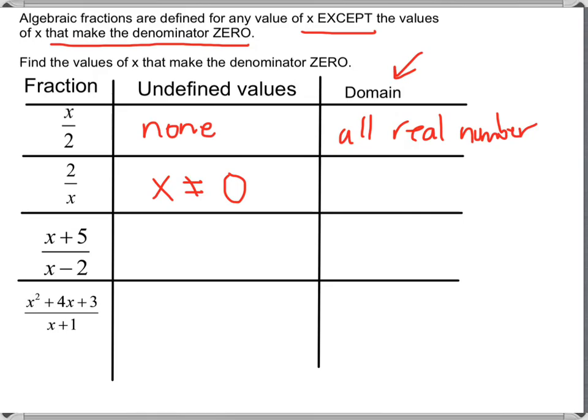Now in the second algebraic fraction, 2 over x, you're not allowed to put in the value of 0, because if you did, you'd have 2 over 0, and that's not allowed. So for the domain, it's all real numbers except 0.